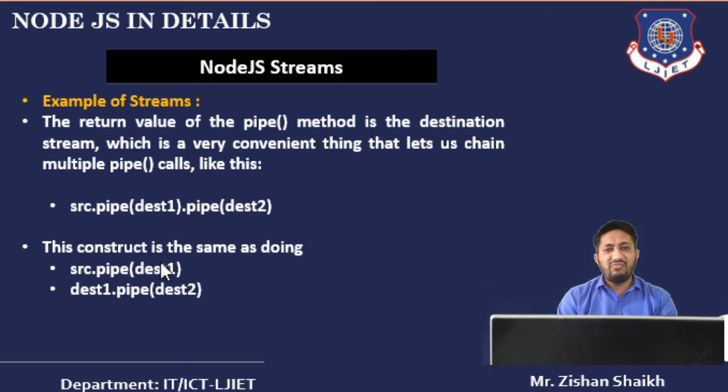From this destination we are again putting another pipe. So for that, destination one dot pipe, and in the parameter, destination two. So this can be considered as a chain of pipes. If you want to create more than one pipe, it will read data more efficiently.